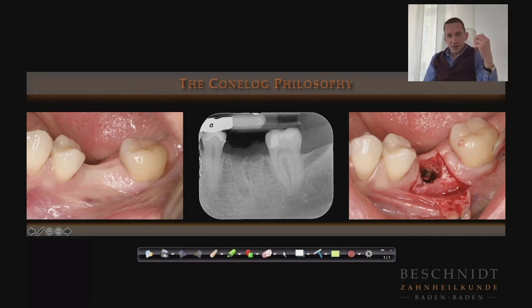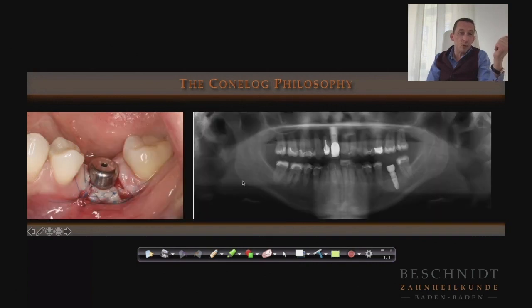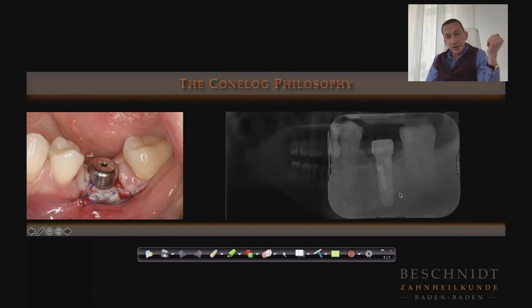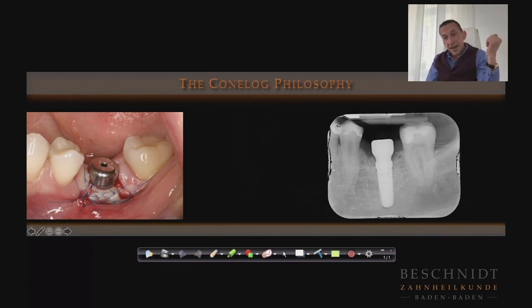The Conelog philosophy is more aesthetic driven. This means we have to place the implant deeper, even if we want to restore a molar. So this is a 5mm implant, and if you want to restore a molar, the implant should be placed beyond the bone.